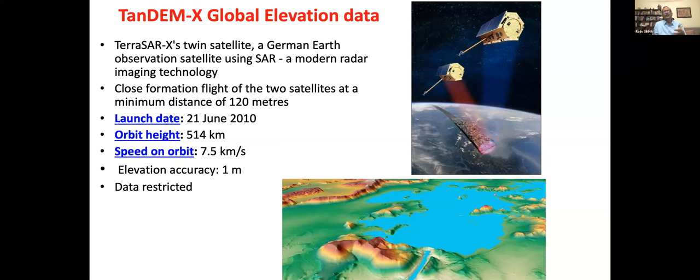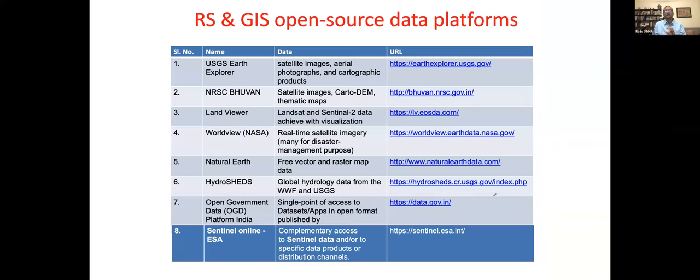A new and very high resolution topographic data is now available, called TanDEM-X. It is not free data. It is a German observation satellite, but they provide data at a very high resolution of 1 meter. For academic use, limited data sets can be obtained from these people, but for a larger area, for commercial application, you have to buy this data. But these are really nice, very high resolution remote sensing data for topographic missions.